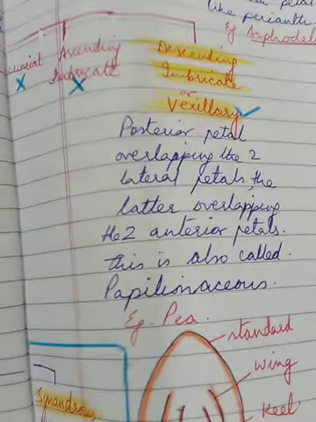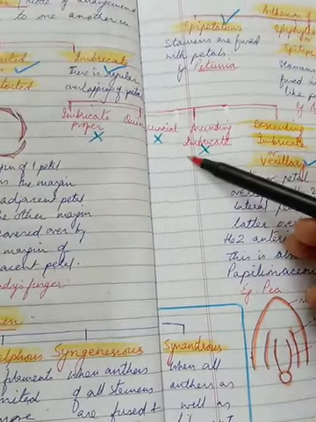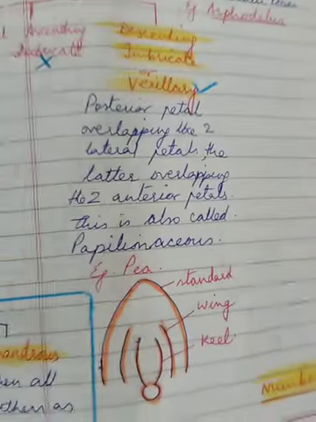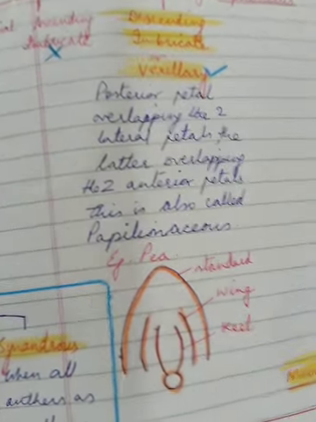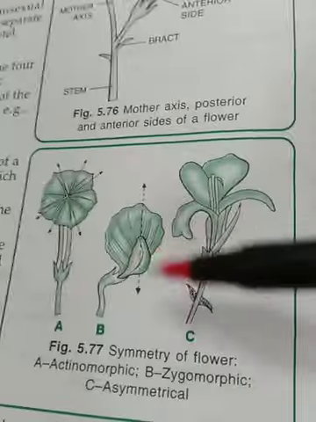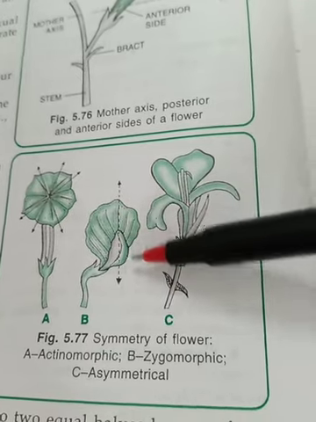Now try to understand this one. In your course, children, it's only mentioning vexillary. The other 3 are not mentioned. Alright. So vexillary is something like this. The flower is pea. I have just now shown you. Here, if I again show you the flower, externally the flower looks like this. You can see one petal is big, 2 are small, and 2 are even the smallest.